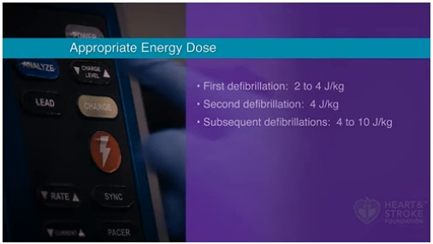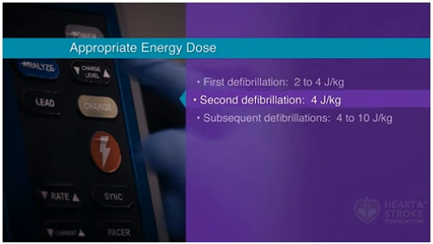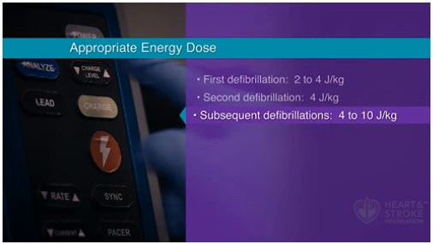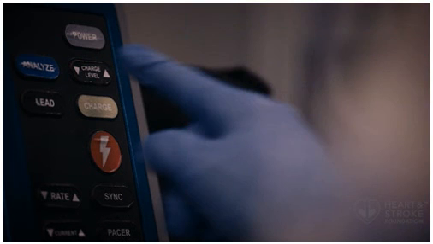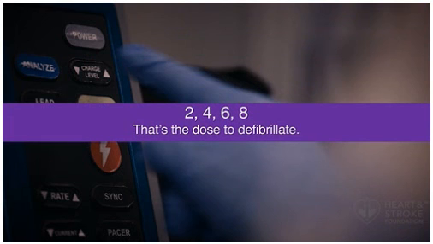For defibrillation, select the appropriate energy dose. For the first defibrillation, choose an energy dose between 2 and 4 joules per kilogram. For the second defibrillation attempt, select an energy dose of 4 joules per kilogram. If additional shocks are needed after the second shock, doses of up to 10 joules per kilogram may be used. A general memory aid is 2-4-6-8. That's the dose to defibrillate. Again, this is a general approach and not absolute.